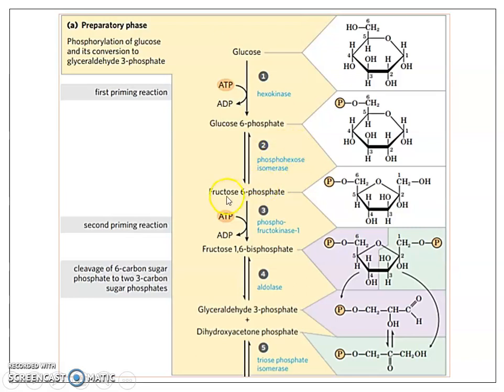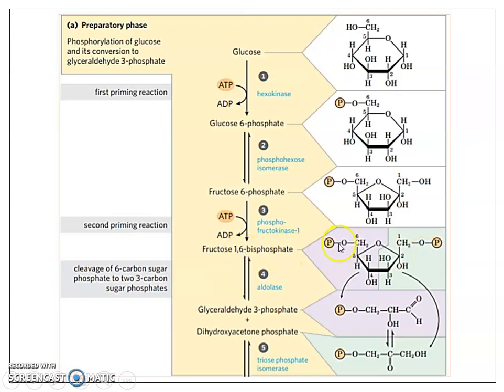Now the next one: this is fructose 6-phosphate, right? In glucose 6-phosphate, the sixth carbon has the phosphoryl group, while in fructose 6-phosphate, the sixth carbon has the phosphoryl group over here. Now what happens next is again the second priming reaction, or second phosphorylation reaction, where fructose 6-phosphate is getting phosphorylated to fructose 1,6-bisphosphate. We'll see why the name has come.